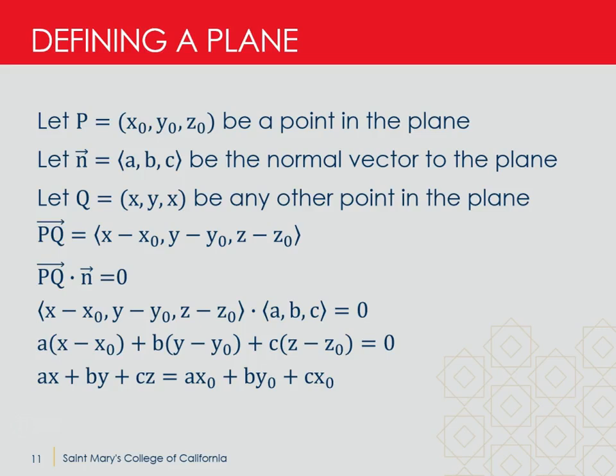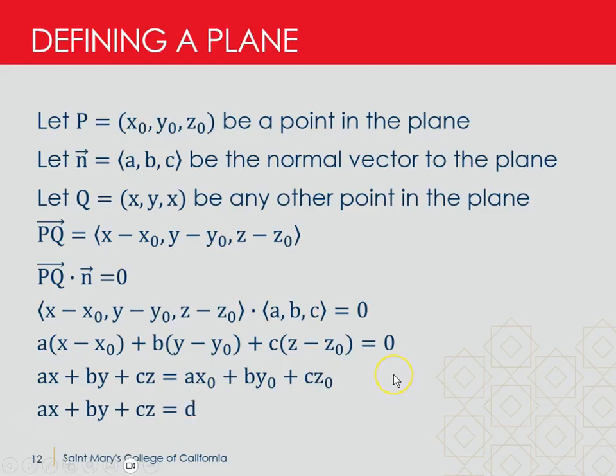But if we now distribute the A and the B and the C and take all the Ax0, By0, Cz0 over to the right hand side, we get this. But notice on the right hand side here, the Ax0, By0, Cz0, that should be a z. These are all just constants.